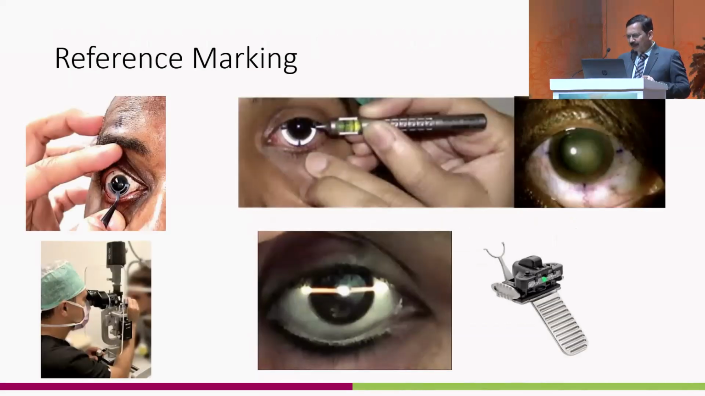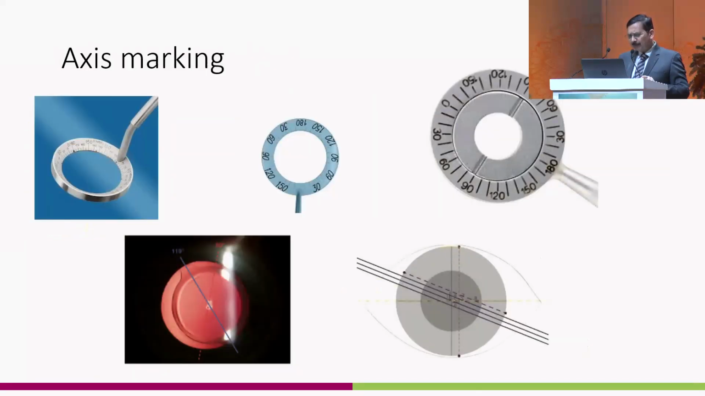Next important thing is reference marking. There are various ways. Manually, you can do it with the patient in the sitting position. Best way is to do it on a slit lamp. There are so many markerless things available now in the form of Varian or Callisto. And axis marking can also be done with the Mendez marker, which is normally being done. Any rotation more than 10 degrees becomes clinically significant and requires rotation if the patient complains.